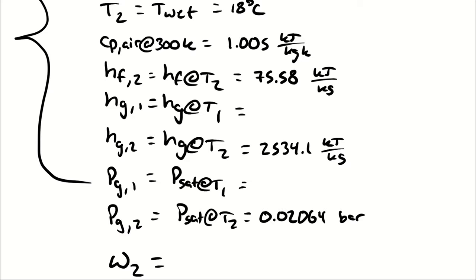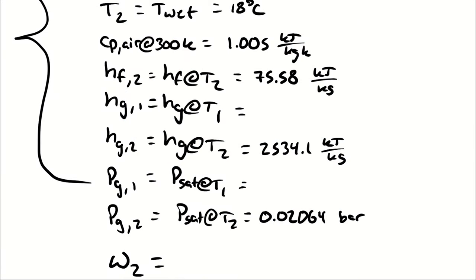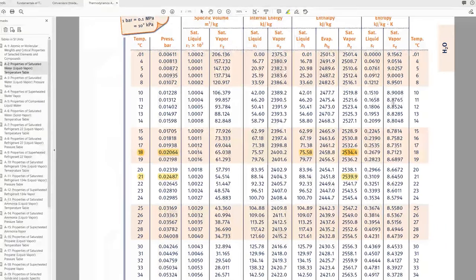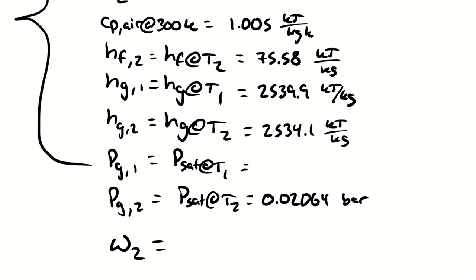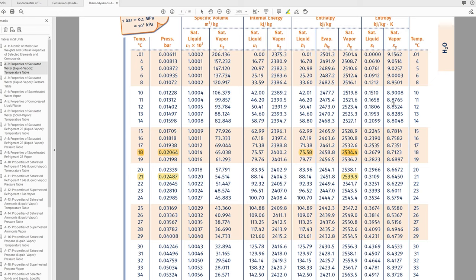And then I can jump into T1, which is 21 degrees Celsius, and I can look up Psat and hg. So hg at 21 degrees Celsius is 2539.9. And again, these are convenient lookups because I had the opportunity to pick my own temperatures. If you measured the actual temperatures, you would just interpolate for better values. So hg, and then Psat, which was 0.02487 bar.